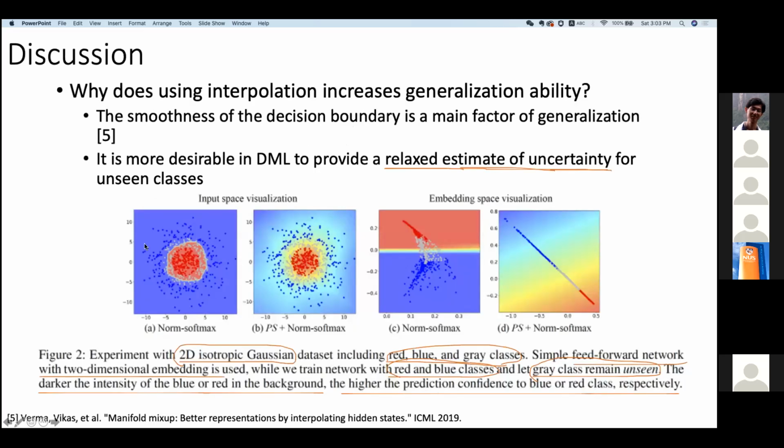And then the color here is actually the confidence from the model. You can see that without the proxy synthesis, there is a very thin decision boundary. Decision boundary means in this region the model is very unconfident, with confidence maybe near 0.5. But for other areas the confidence is quite large, which means that softmax tends to produce overconfident results here. But after the proxy synthesis, you can see the decision boundary is widened, which means that in this region the model is uncertain. So that's why they say that using proxy synthesis, they get a relaxed estimate of uncertainty for the unseen classes.